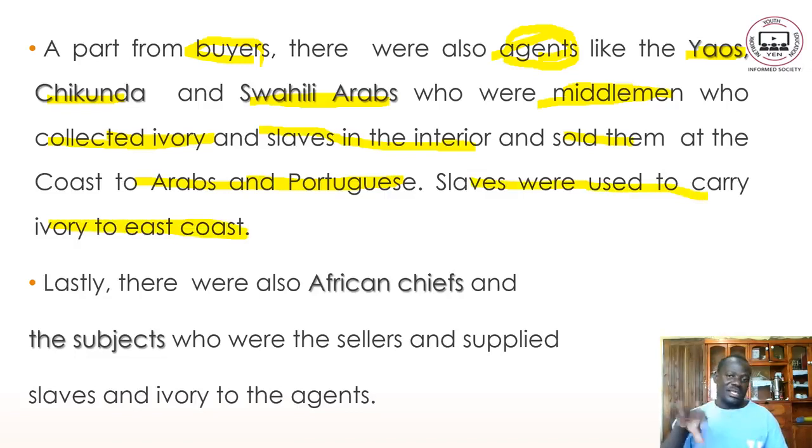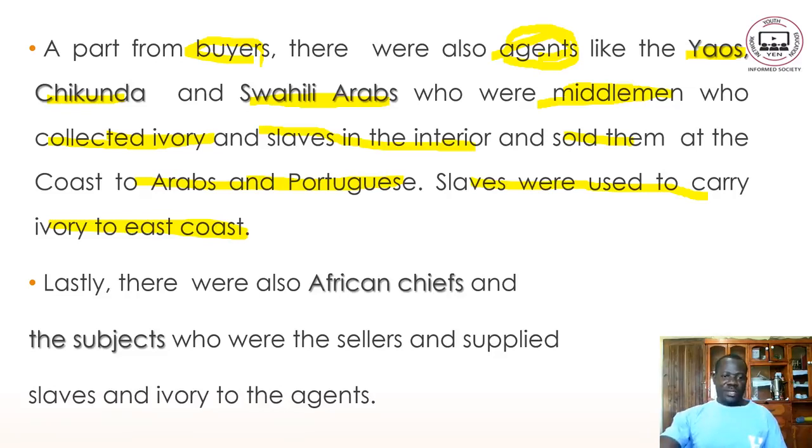As we have said, the buyers were always at the coast, so they needed middlemen who were the Swahili Arabs, the Yao, the Wemba, and the like. They participated in the slave trade, going into the interior, collecting the slaves and selling them to the buyers. Those who came inside were called the middlemen.